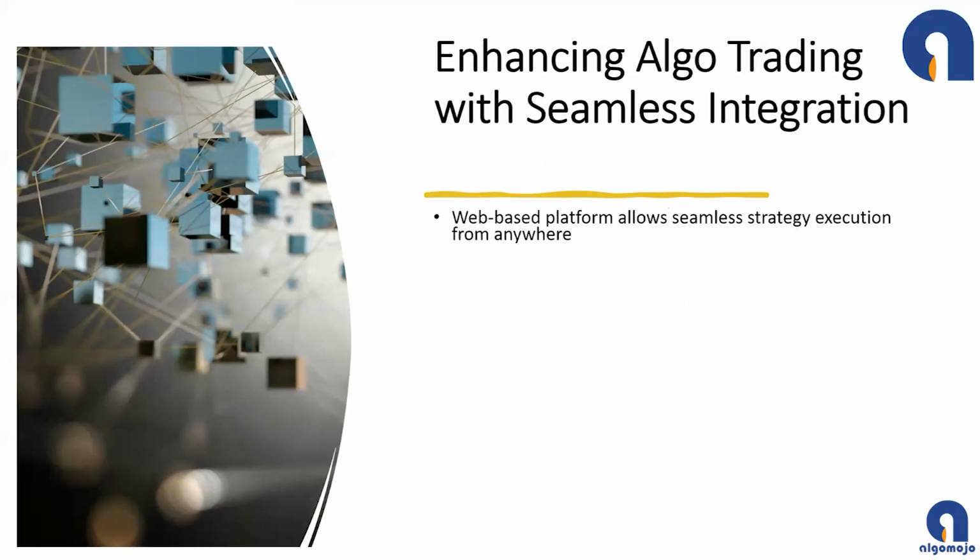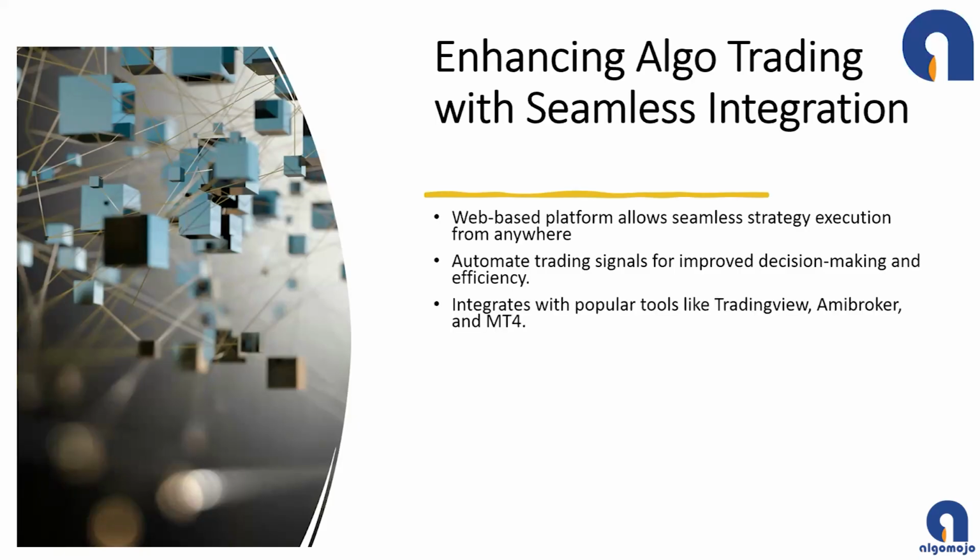So Algomojo is a web-based platform. We don't have any app either on a mobile phone or on the desktop, laptop to be used. You can use any browser and log into Algomojo platform and start using all the features and facilities that we explain. This platform is designed to help you better decide in terms of taking trades and how to automate those signals which you get on your charting tools.